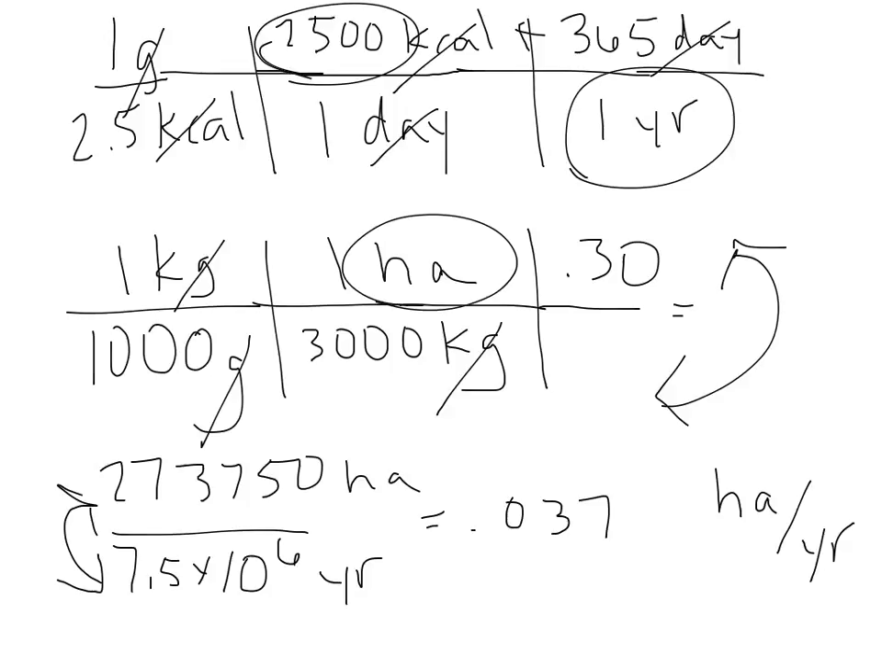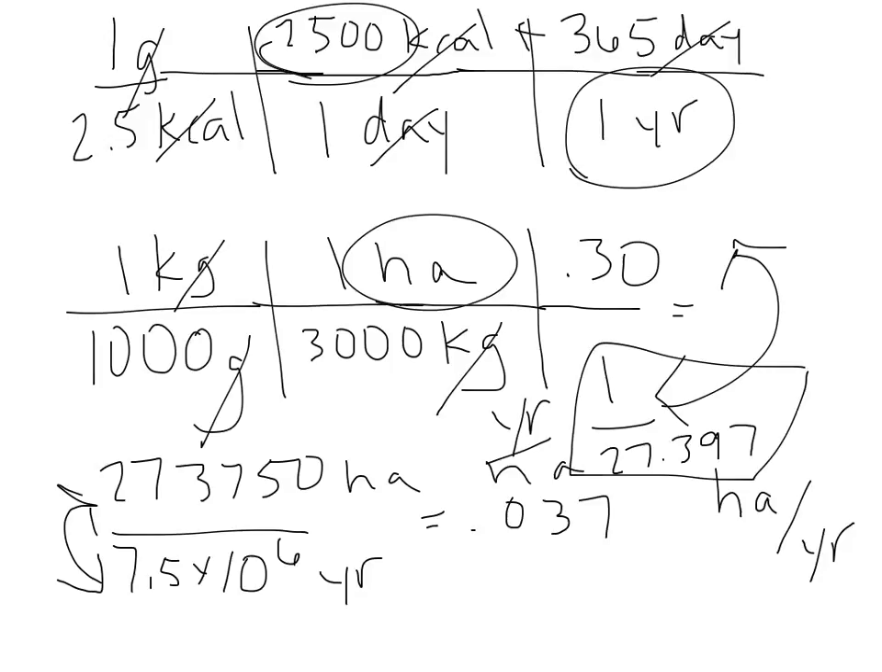So the first time I did it, I ended up with years on top and hectares on the bottom. All I need to do is take my answer, 1 divided by whatever your answer was. That time I got 27.397. Sorry, I'm running out of space, years per hectare. So I just need to flip that over by putting a 1 on the top, and I should end up with this exact same number. So don't start over. If you mess it up, just go back and put the 1 divided by whatever answer you got and fix it. Okay, so let me know if you have more questions.